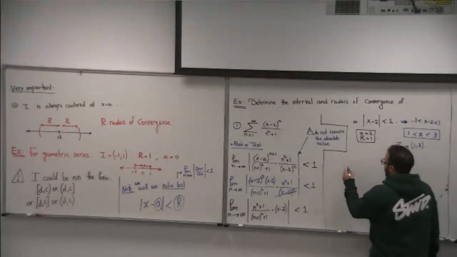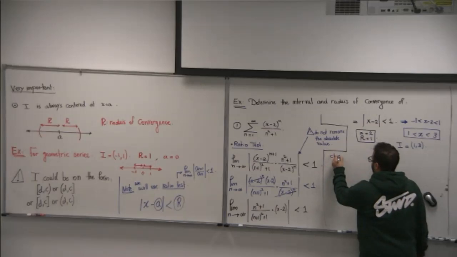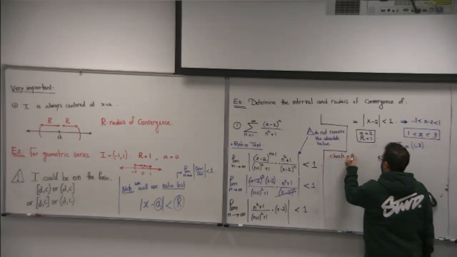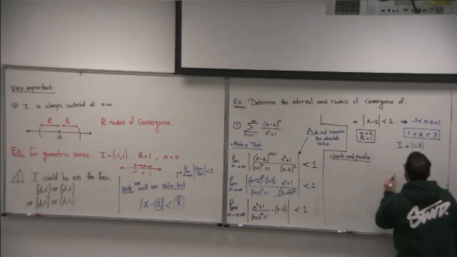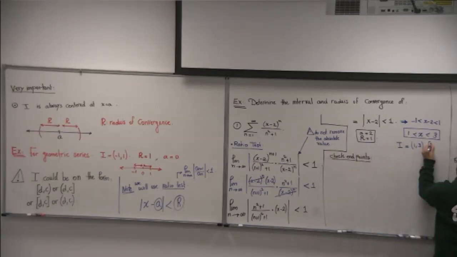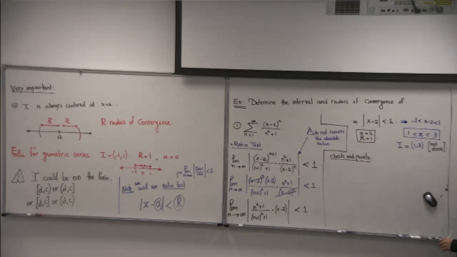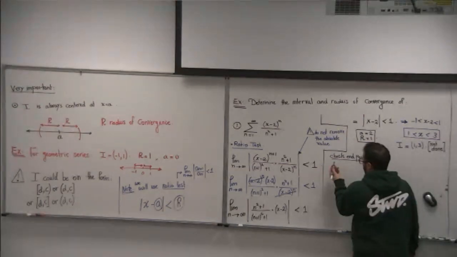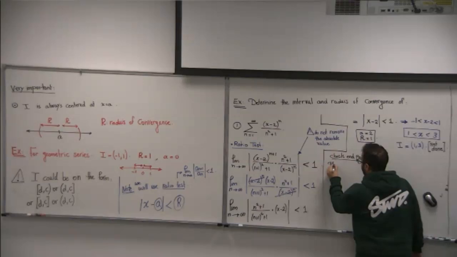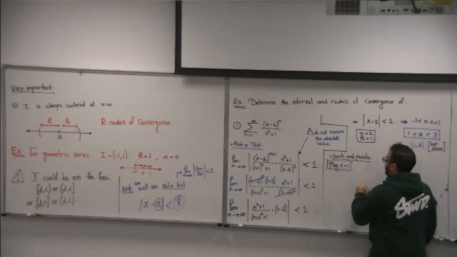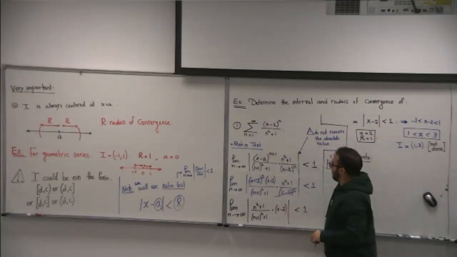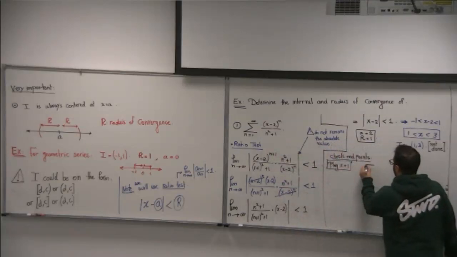So now we need to check the endpoints. So this is not done. We have to adjust it or keep it, but I need to check the endpoints. Okay, check x equal 1. So what do I mean by check endpoints? Plug x equal 1 in the original series, in the original series here. So what do I get?